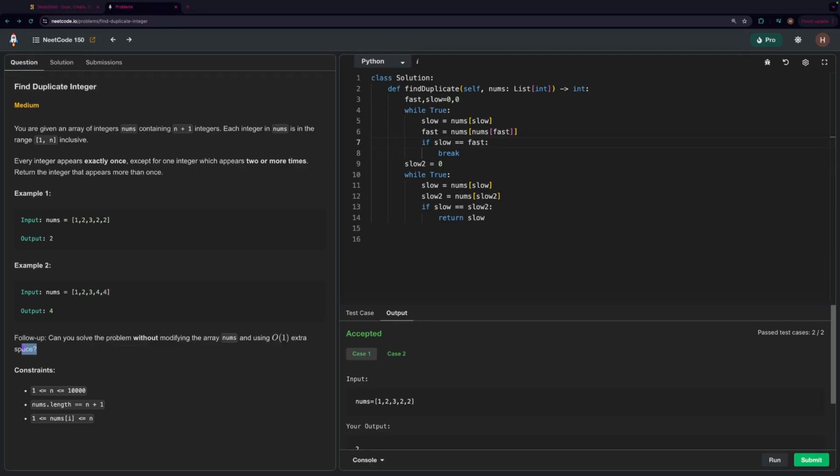So what really makes this question difficult is, can you solve this problem without modifying the array nums and using constant extra space? That eliminates a lot of possible solutions. For example, you can sort the array. Then you can just iterate through the array and check if the current element is equal to the next element. Because if there's some repetition, there are going to be 2 consecutive elements that are equal to each other. In that case, there's a duplicate integer.